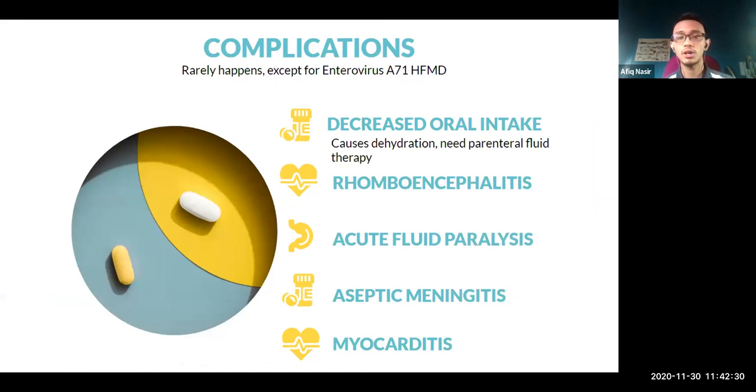Moving on to the complications of hand-foot-mouth disease. Hand-foot-mouth disease rarely has complications except for enterovirus A71 HFMD. For a severe disease of hand-foot-mouth disease, the patient might come with decreased oral intake due to the disease. It causes dehydration, and the patient will need parenteral fluid therapy. And also in enterovirus A71 HFMD, there will be rhombencephalitis, which is encephalitis of the brainstem, acute flaccid paralysis, aseptic meningitis, and myocarditis.